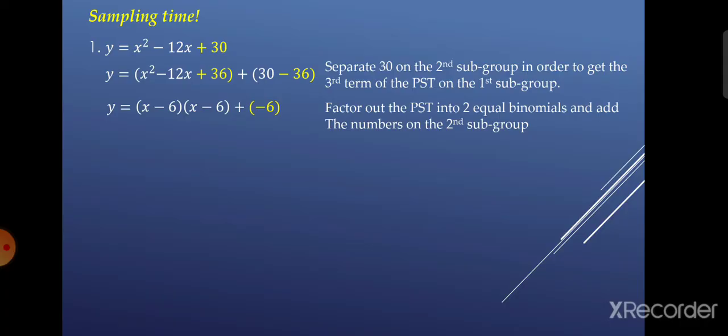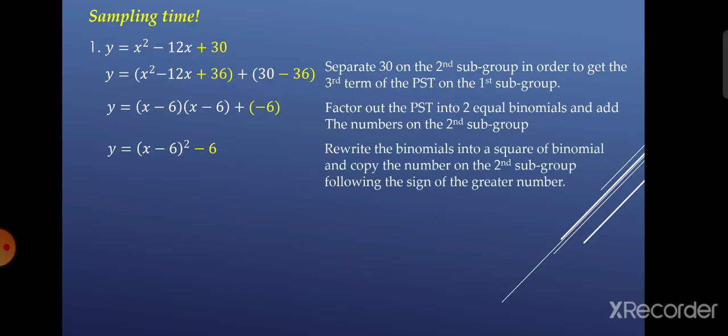Then we copy the plus sign in between the two subgroups. Then 30 minus 36 is negative 6. The sign inside the parenthesis is negative, and the operation outside the parenthesis is positive. What will happen?